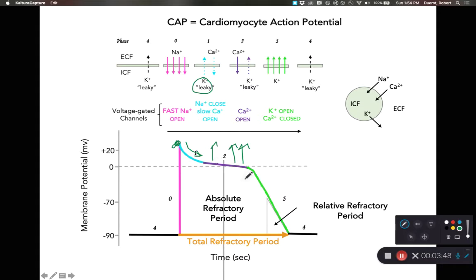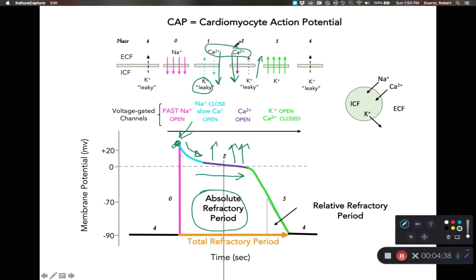Something else happens though. We have an L-type calcium voltage-gated channel, or long-lasting calcium voltage-gated channel, open at this peak, and that's going to cause calcium ions to move into the cell. So we're having calcium ions move in from the extracellular fluid to the intracellular fluid, and that is going to continue while potassium is leaking out. That influx of calcium causes this plateau phase at phase number 2. This plateau phase is going to extend the absolute refractory period, this period of time where the cardiomyocyte cannot have another action potential initiated.